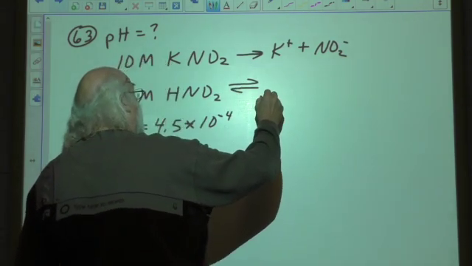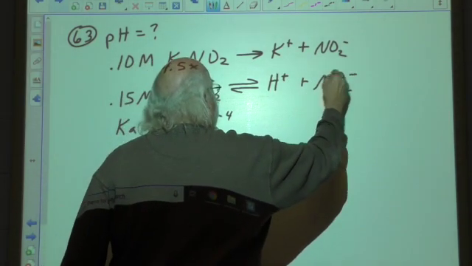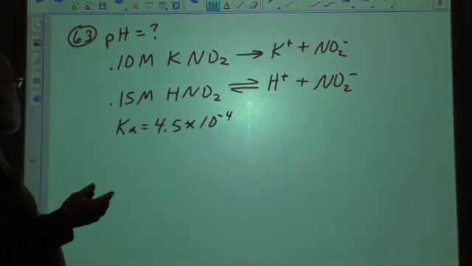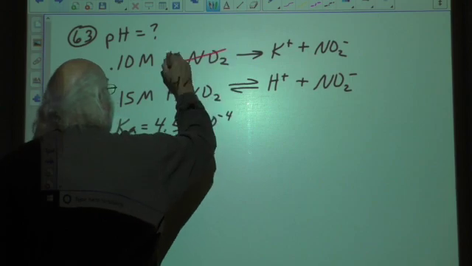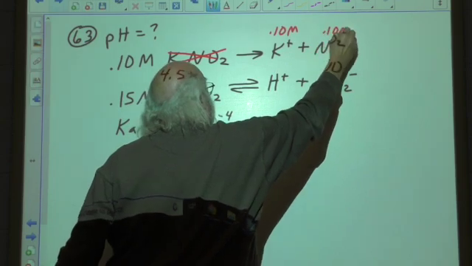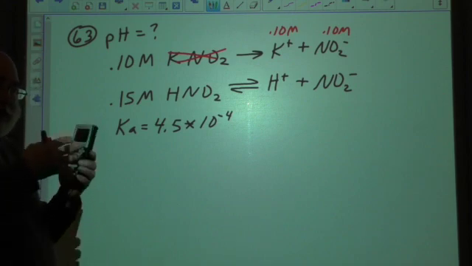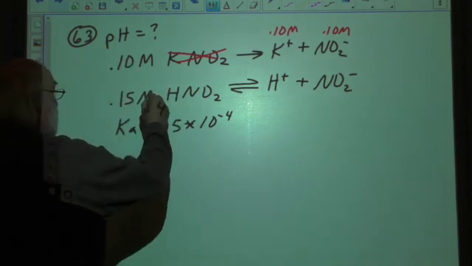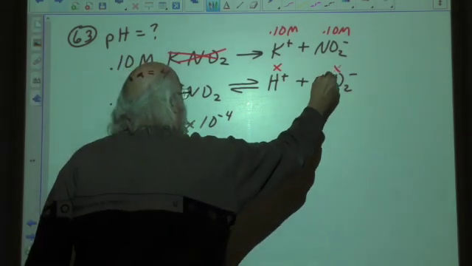This is kind of going to break down into H positive plus NO2 negative. Now you can see the common ion here. Because this is a single arrow reaction, that means all of this is going to break apart to give us 0.10 molar of this and 0.10 molar of this, because the stoichiometry is 1 to 1 to 1. It doesn't split up, it stays intact. This, however, is a weak acid, so we're going to lose X from the 0.15. We're going to gain X here, and we're going to gain X here.